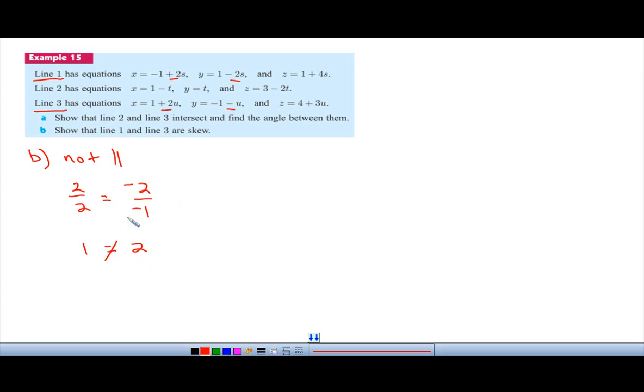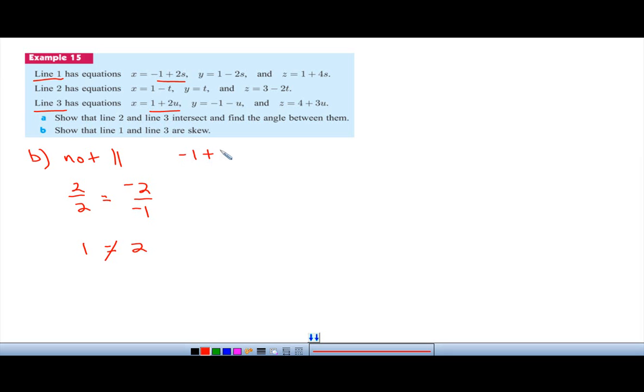Okay? So if the lines are not parallel, now we want to show that they don't intersect. Right? So to show that they don't intersect, I'm going to begin by setting the x's equal to each other right here. Right?